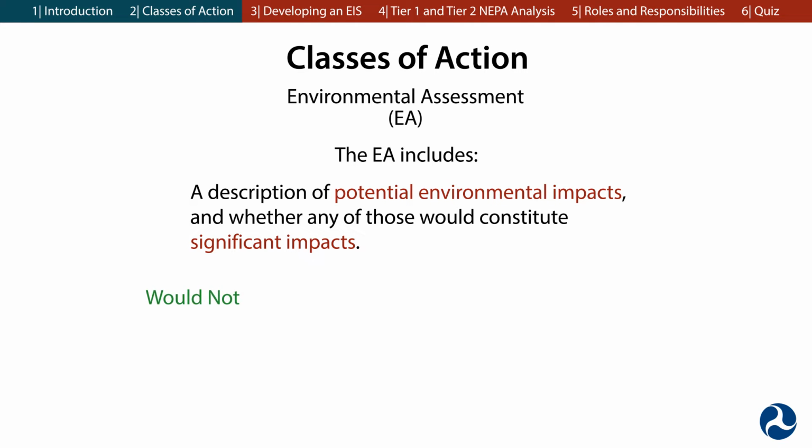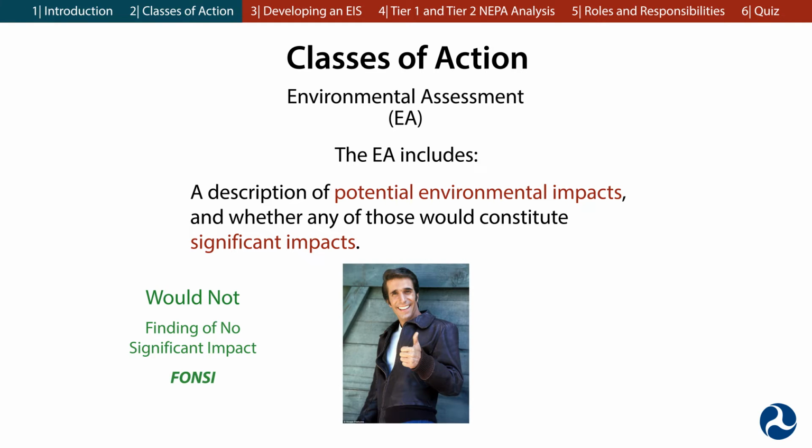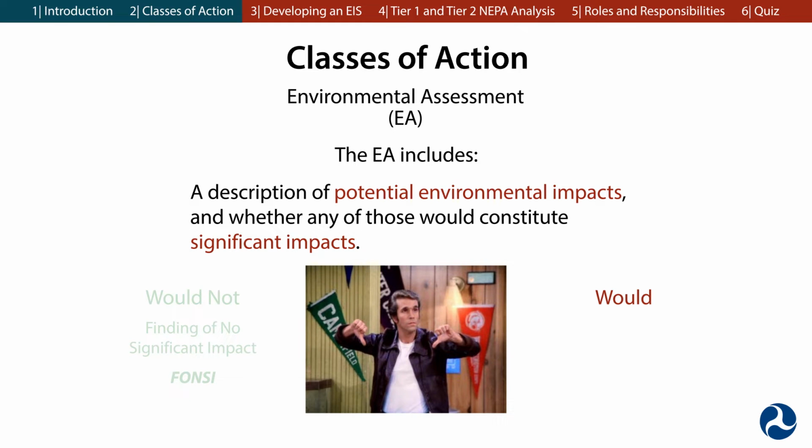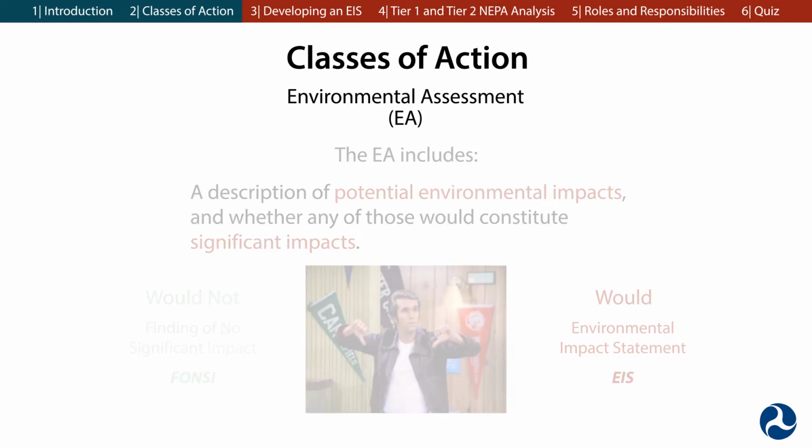The EA includes a description of potential environmental impacts and whether any of those would constitute significant impacts. If the project would not create significant environmental impacts, the federal agency issues a Finding of No Significant Impact, or a FONSI. If the work would create significant environmental impacts, or if the EA does not properly document anticipated impacts, a FONSI cannot be issued and an Environmental Impact Statement, or EIS, must be prepared.